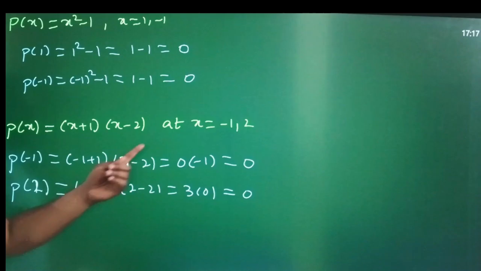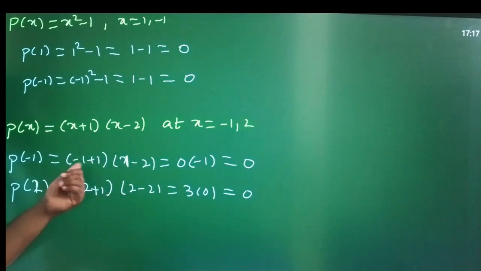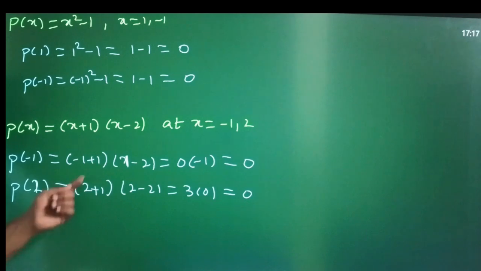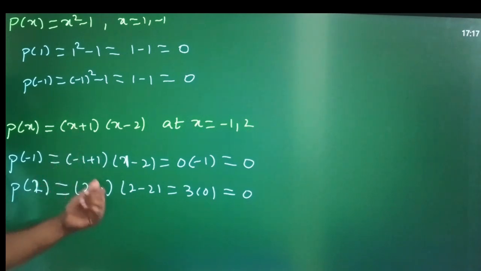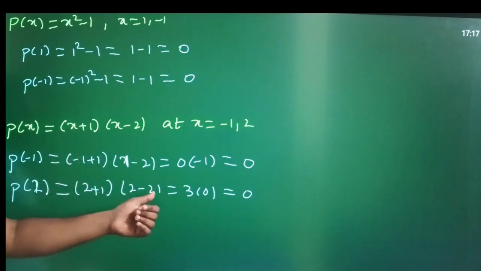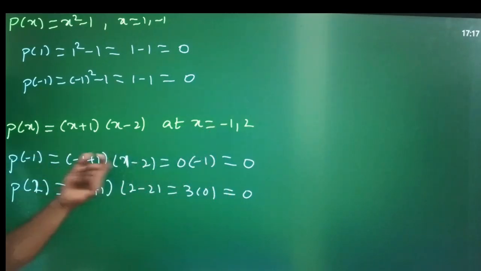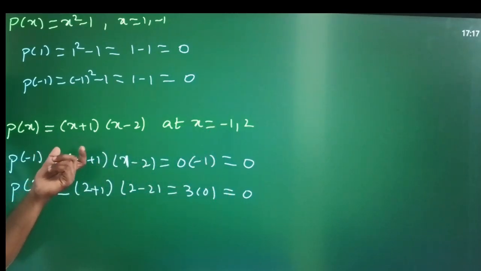Now we replace x by minus 1, we will get minus 1 plus 1 is 0, 0 is 0. And we replace x by 2, therefore 2 plus 1 is 3, 2 minus 2 is 0, 0 into anything is 0. Therefore minus 1 and 2 are the zeros of the polynomial p of x equals to x plus 1 into x minus 2. P of x equals to x square at x equals to 0.